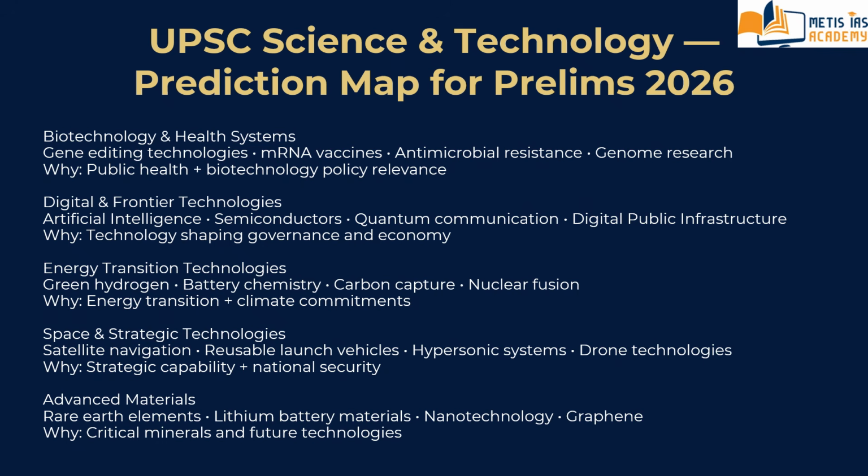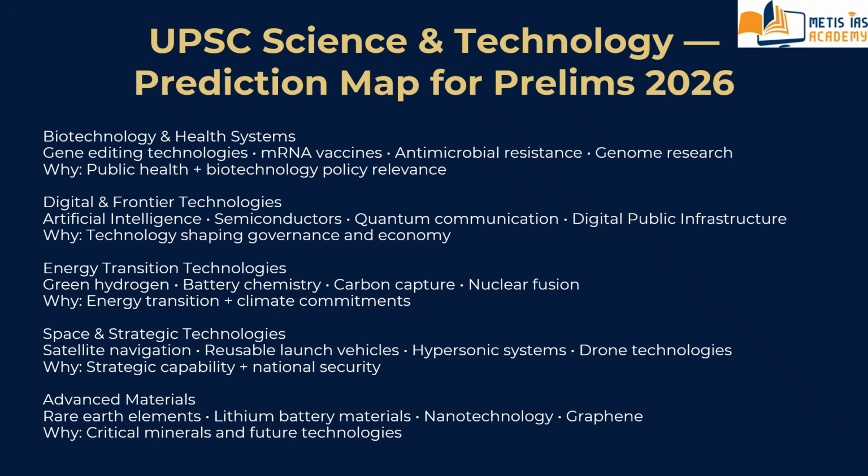Let me take a little deeper look at artificial intelligence and machine learning, because AI is rapidly transforming governance, industry, and digital systems. That is why UPSC is focusing on these sectors. About semiconductor technology, because chip manufacturing has become a strategic issue for global economics. Moving to electric vehicle and battery systems, because energy storage is central to the clean energy transition.